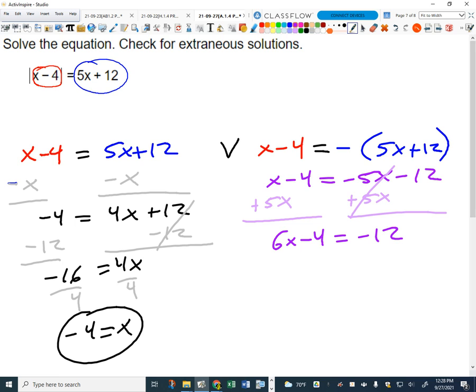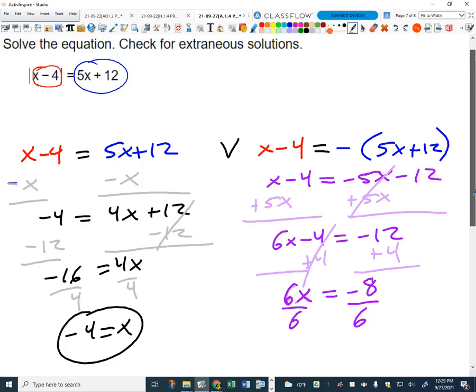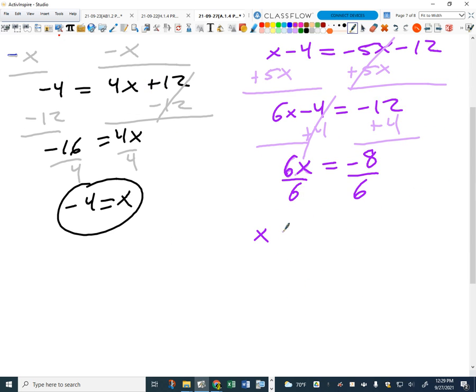Last two steps in order. There you go. So add 4. So I get 6x equals negative 8. And then you said divide by 6. That's correct. And so the other solution I get is, the 6's cancel, x equals negative 8/6. What's that reduced to? Negative 4/3.